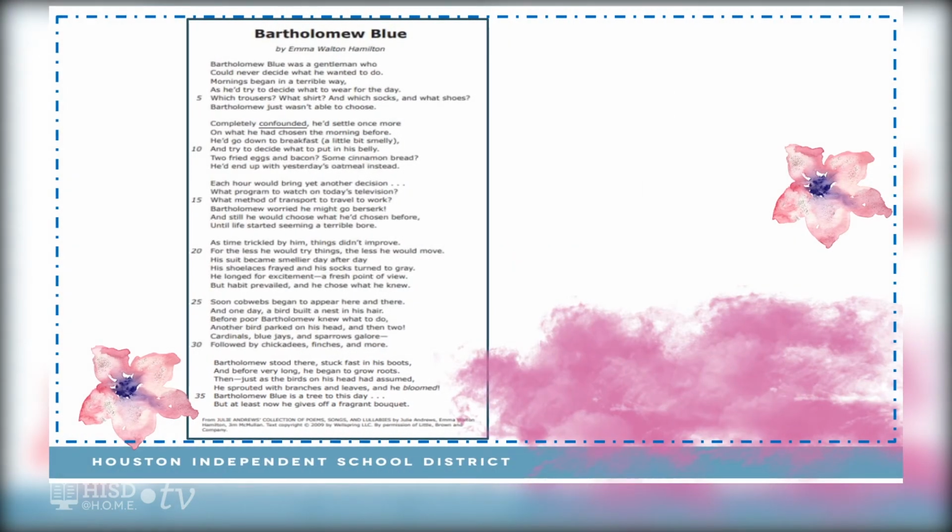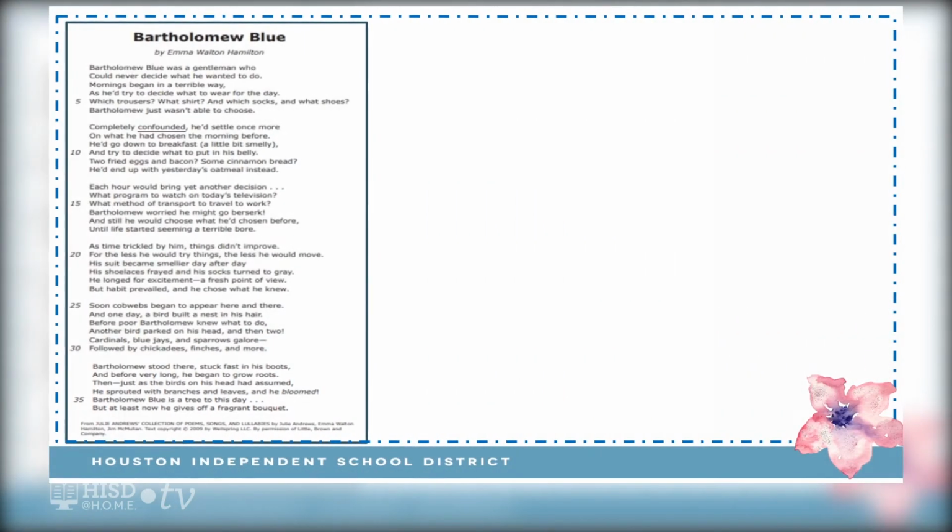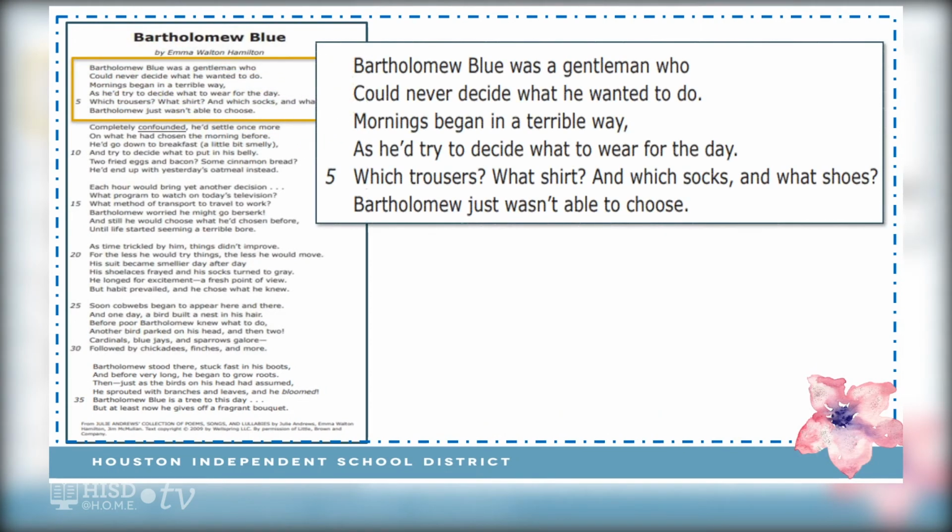Let's read Bartholomew Blue by Emma Watson Hamilton. Let's read stanza 1. Bartholomew Blue was a gentleman who could never decide what he wanted to do. Mornings began in a terrible way as he tried to decide what to wear for the day. Which trousers, what shirt, and which socks and what shoes. Bartholomew just wasn't able to choose.